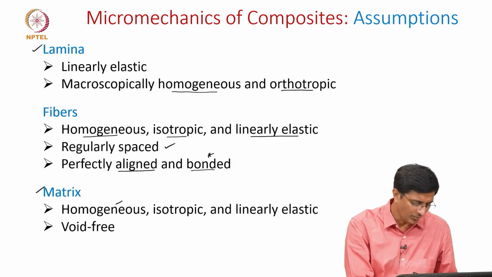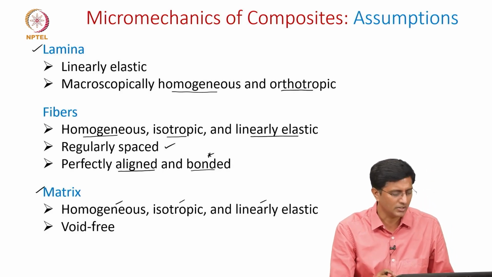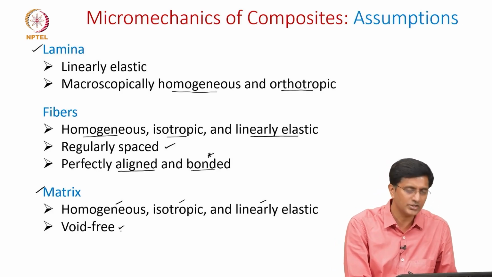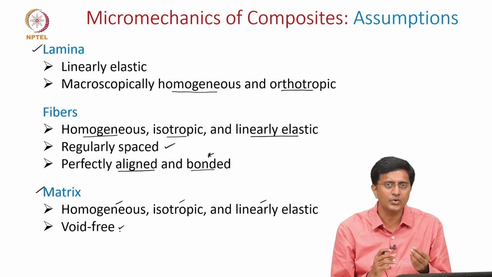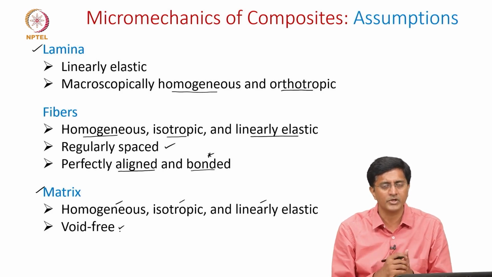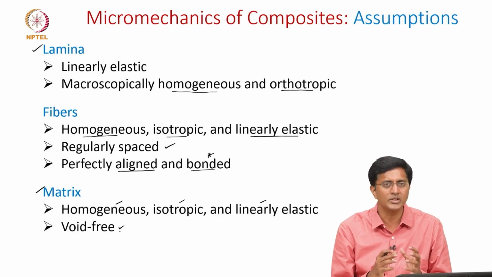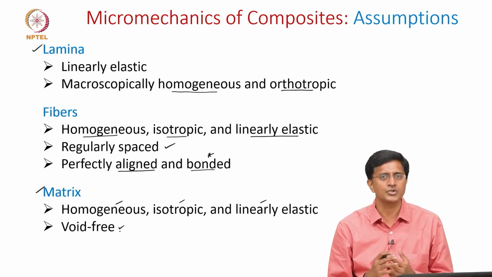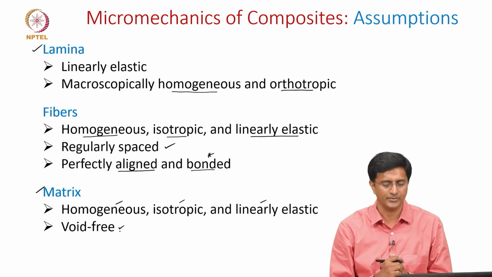Now we move to the assumptions for the matrix material. Again, we say it is homogeneous, isotropic, and linear elastic, just as what we assumed with the fibers. And here we also assume that it is void free. In reality, matrix materials like epoxies do have voids coming from preparation, the way we manufacture these composites. But we are assuming that there are no voids, meaning the contribution of these voids to the properties of the composites is not so significant. So we are ignoring this for a moment and assuming it to be void free.